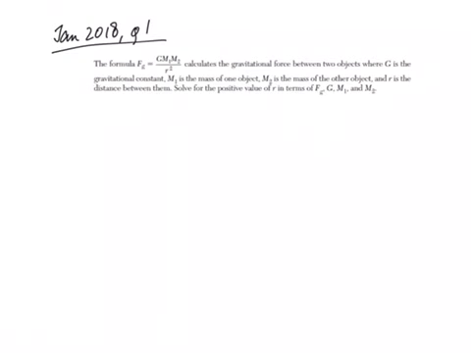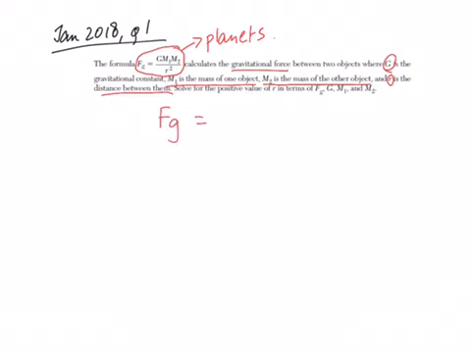Okay, then we have this one, the formula Fg is equal to G m1 m2 divided by r squared. This is used in planets. So there's the gravitational force between the two objects where G is the gravitational constant, m1 is the mass of one object, m2 is the mass of the other object, r is the distance between them. We want to find r, so our question is find r.